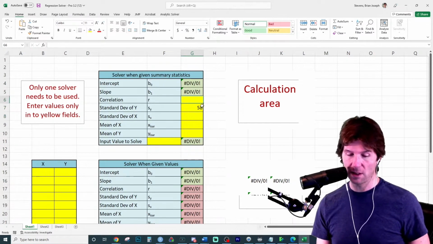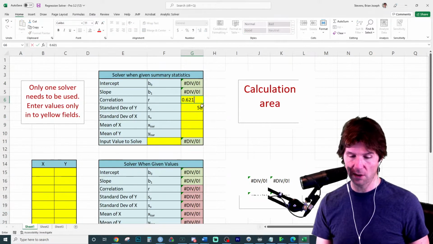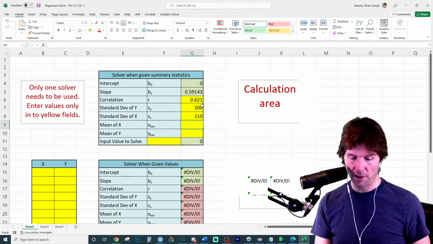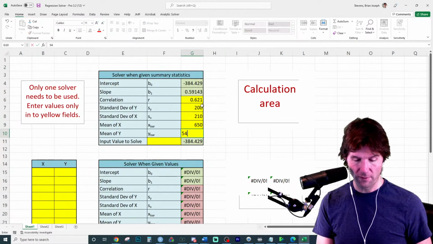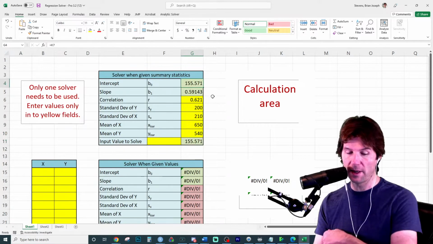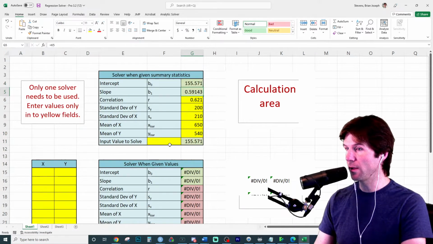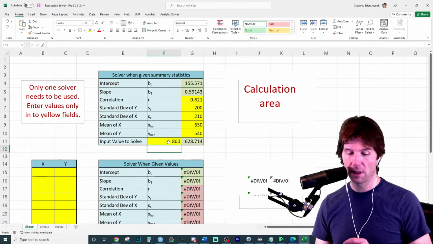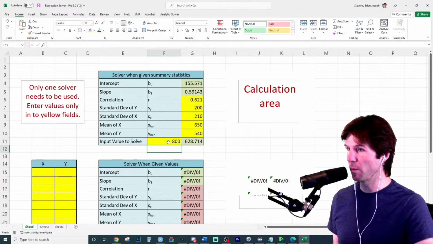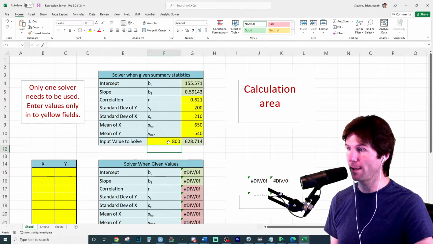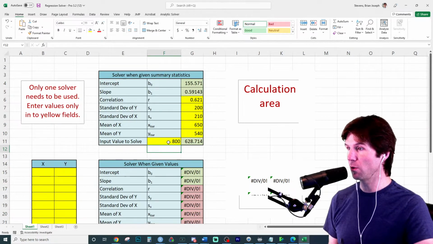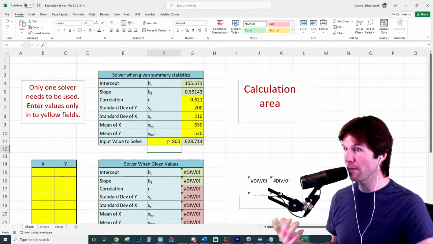This makes it really easy because it says like the correlation is this, the standard deviation of it is this, and the mean is like 650 and 540. Well, right here, here's the intercept, here's the slope, and then you can input a value like 800 to make a prediction for what something would be. So this is how I would highly suggest doing the very hard SAT problem when you get to solve the equations. You can solve them by hand.